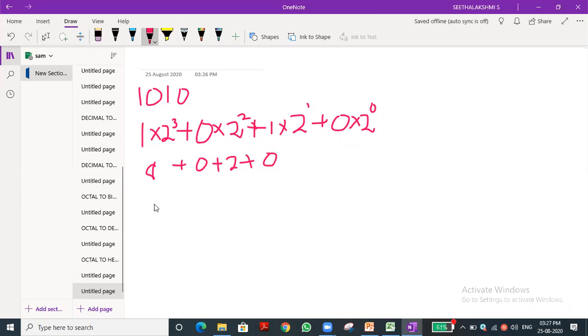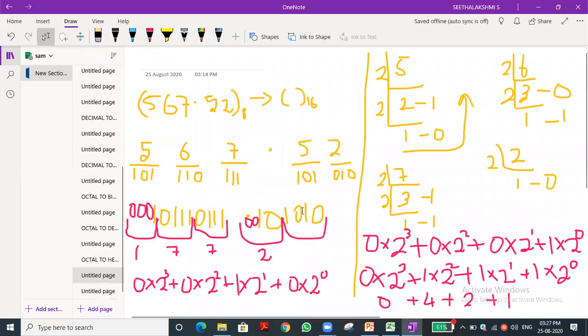I am going to the previous page for writing this number. So here 1010 will be the value. Now we will just check it.